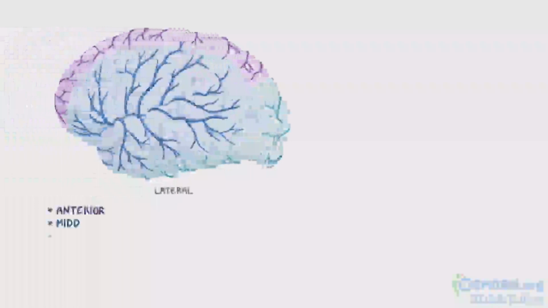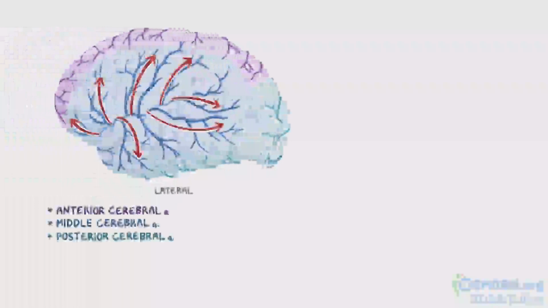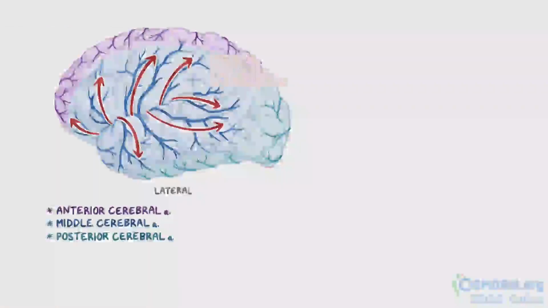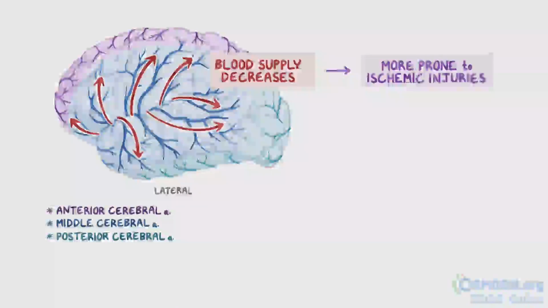Now, as we move away from the origin of the anterior, middle, and posterior cerebral arteries, and more towards the areas of cerebral cortex that border the cortical branches of these arteries, blood supply by these cerebral arteries gradually decreases. As a result, these border areas are more prone to ischemic injuries.